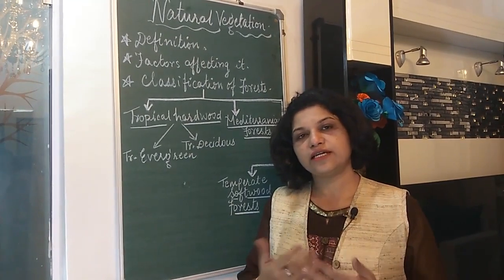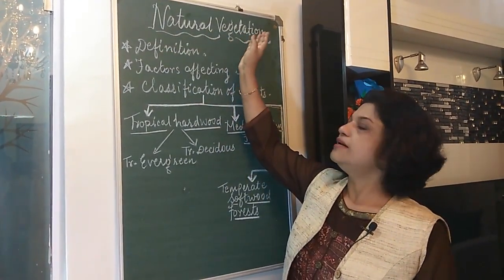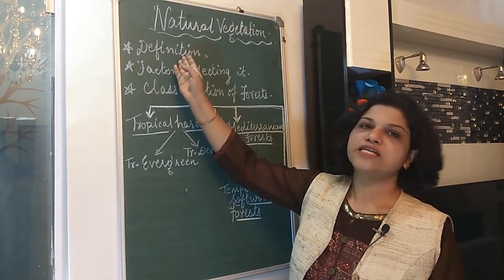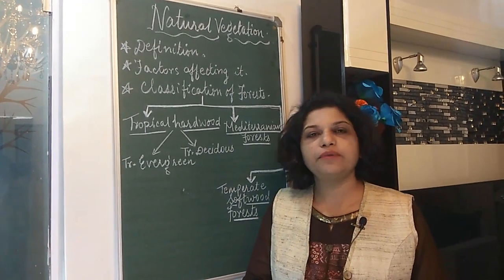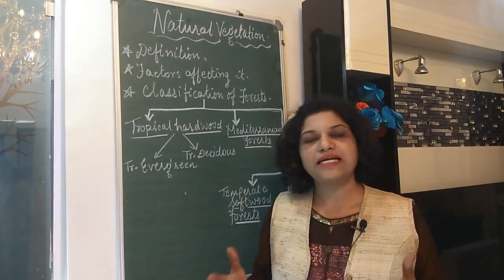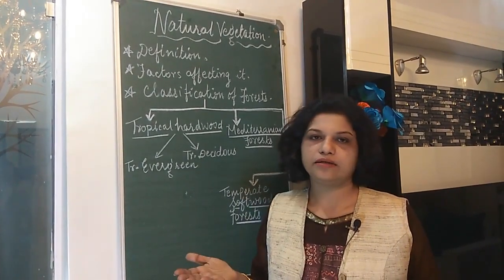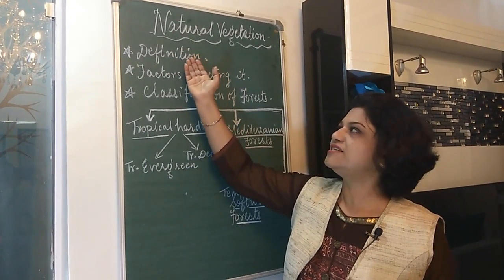Today we are going to deal with another topic of geography, which is natural vegetation. Natural vegetation, as the term says, is the vegetation which grows naturally depending upon the soil, the climate, the rainfall of that area. The plants that grow naturally are termed as natural vegetation. So, it is very simple. From the very term you understand what its definition is.